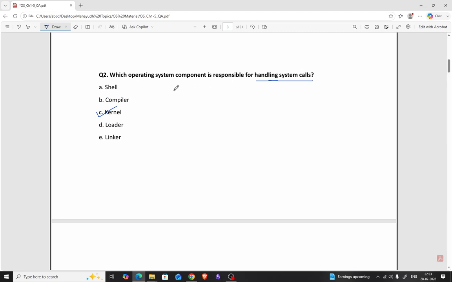The shell is used to provide the user interface. The compiler converts the source code into machine code. The kernel acts for the system call. The loader loads the program into memory. The linker creates the executable file.